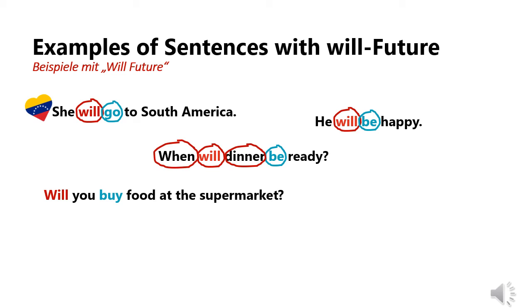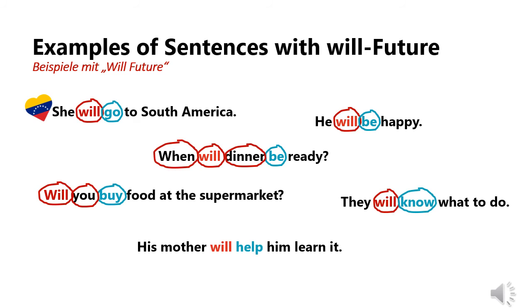Now take a look at this other example. Will you buy food at the supermarket? This is a question that begins with will and is followed by subject and then the verb in infinitive. And of course the rest of the sentence. Finally, here are some other examples of affirmative sentences. They will know what to do, and his mother will help him learn it.